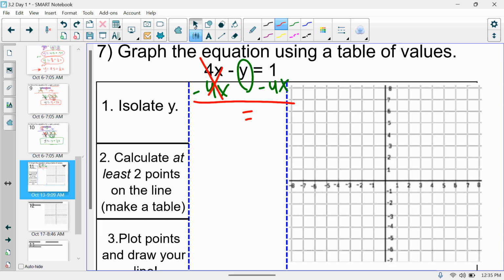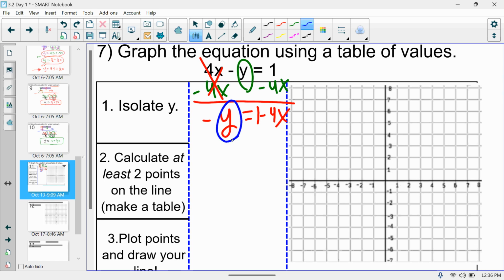Guys, 4 minus 4 is 0. So don't forget, though, that what's left here is a negative y. Okay? On the right side, remember, we just have to write 1 minus 4x. They're not like terms. We can't put them together. So this is not the end. We're not done because y is not alone.